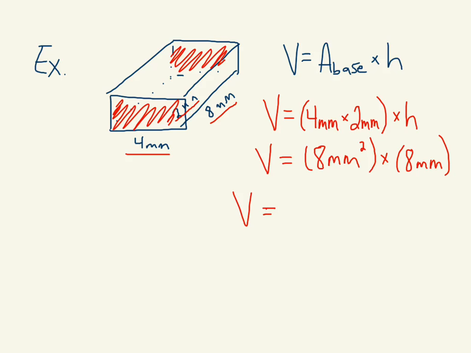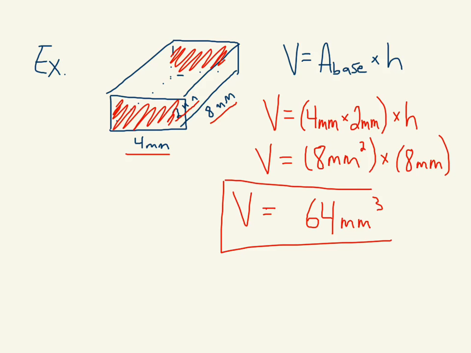So 8 times 8 is 64. And we're going to multiply the units as well. Millimeters squared times millimeters makes millimeters cubed. And you'll know that you did it right because millimeters cubed, or a cubed unit, is always going to be the unit for volume. So this rectangular prism has a volume of 64 millimeters cubed. Let's move to another example.